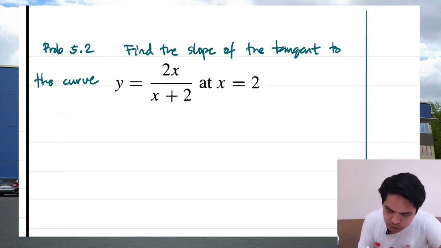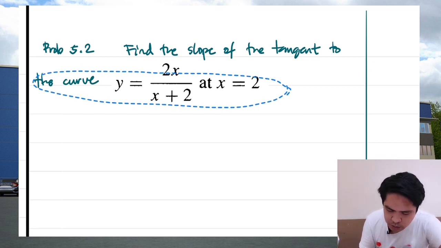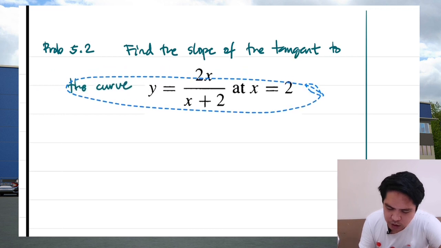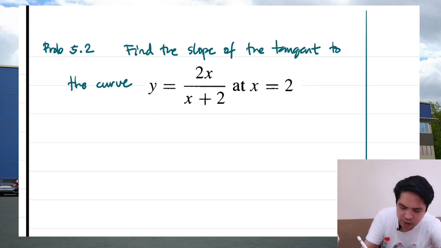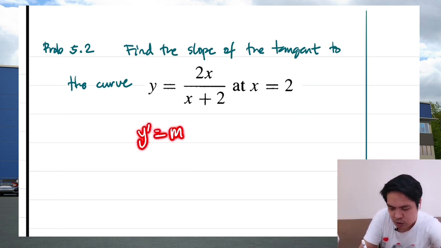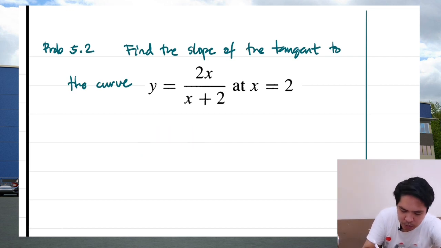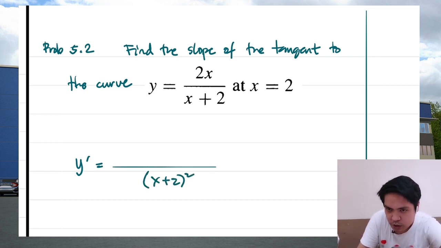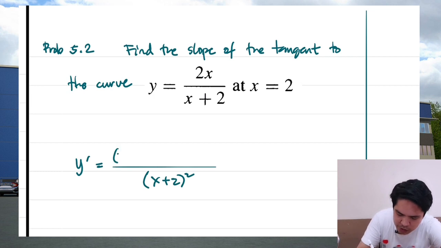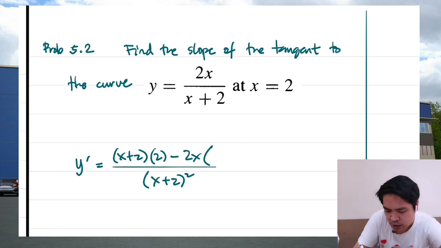Find the slope of the tangent. So this time, slope lang yung isa-solve natin. Sobrang dali. To the curve y is equal to 2x over x plus 2 at x equal to 2. So sobrang dali. Again, we know that y prime is equal to slope of the tangent. So we just need to get y prime. So y prime is equal to, we do the quotient rule, so that would be x plus 2 squared times x plus 2 times the derivative of the numerator, which is 2, minus the numerator 2x times the derivative of the denominator, which is 1.